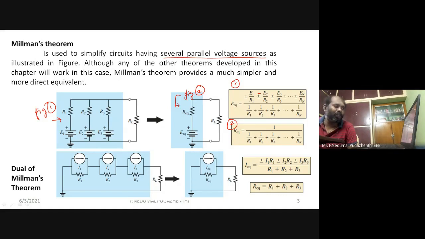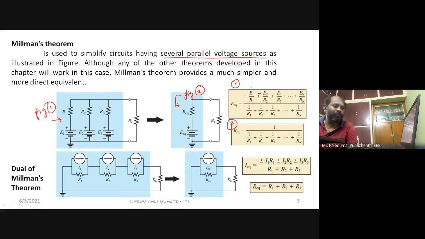E equivalent is equal to E1 by R1, plus or minus E2 by R2, plus or minus E3 by R3. This formula extends to however many parallel connections there are, divided by 1 by R1 plus 1 by R2 plus 1 by R3, etc. And what is R equivalent? R equivalent is equal to 1 divided by (1 by R1 plus 1 by R2 plus 1 by R3, etc.). Got the point? Hello, everybody?